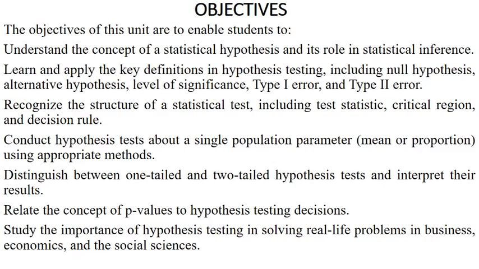Another objective is to recognize the structure of a statistical test, including test statistics, what we mean by critical region, and decision rule. Conduct hypothesis tests about a single population parameter, mean or proportion, because last time when we were discussing estimation, we talked about mean and proportion, using appropriate methods. Distinguish between one-tailed and two-tailed hypothesis tests and interpret their results. Relate the concept of p-value to hypothesis testing decisions. Study the importance of hypothesis testing in solving real-life problems in business, economics, and social science.